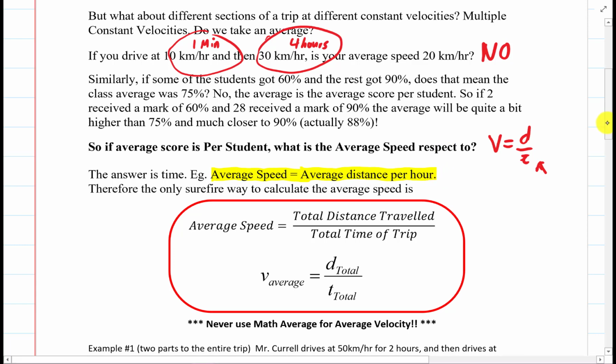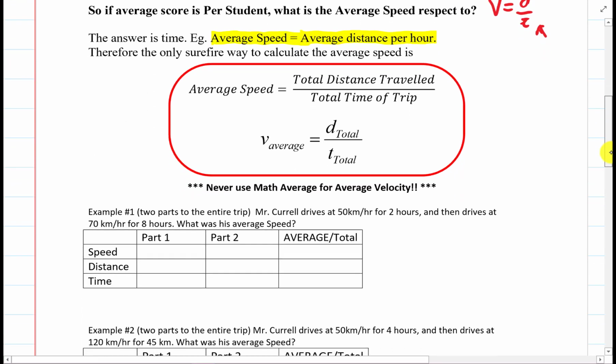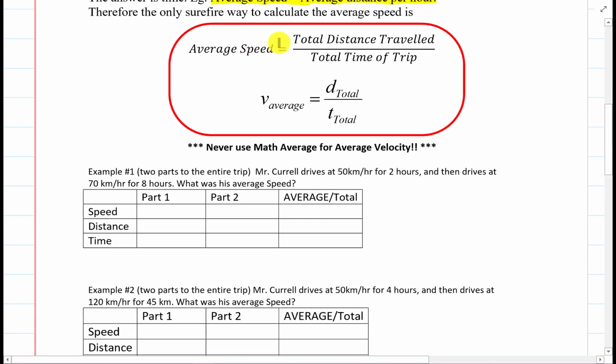And the only surefire way to calculate this, and I've had lots of people argue, but this is it: to get the average speed, you get the total distance divided by the total time. I reduced the formula to V equals D over T. Hey, that's our formula again, right? Except we have to understand that if this is the average, then these have to be the totals.